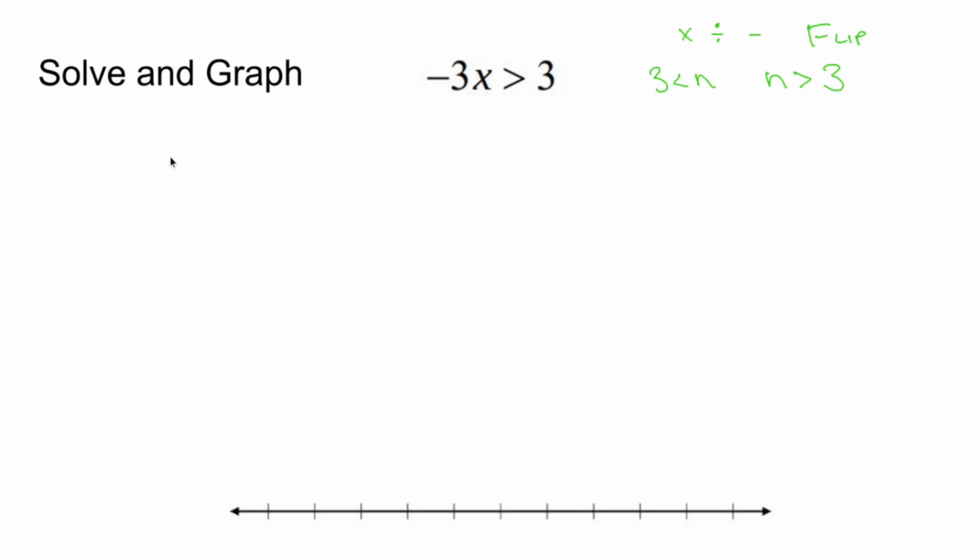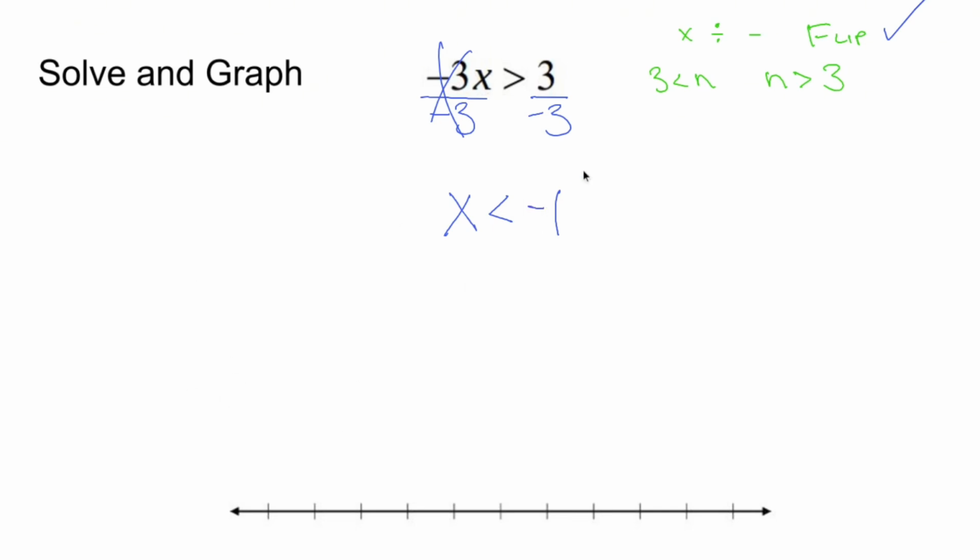Otherwise, solving an inequality is just like solving an equation. So negative 3 is being multiplied to x. How do I get rid of being multiplied to negative 3? Divide both sides by negative 3, and right away we have one of these rules in play right here. These guys cross out. X drops down, but since I divided both sides by a negative, I flip the greater than symbol to a less than symbol. 3 divided by negative 3 is negative 1.